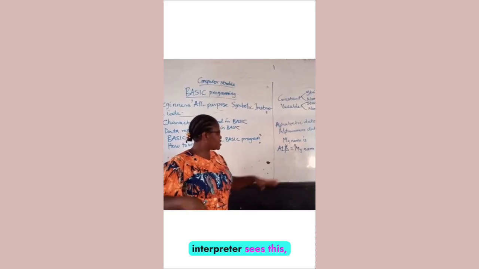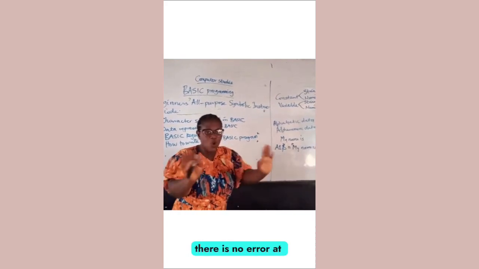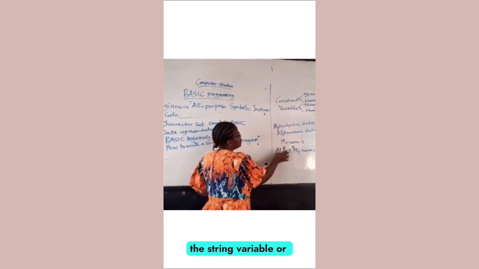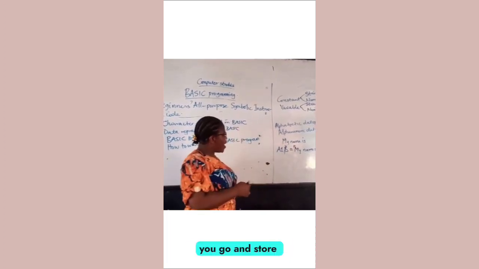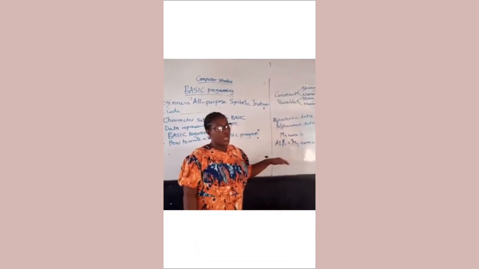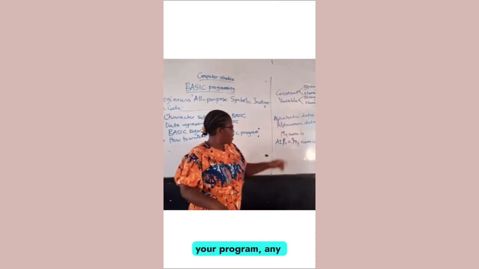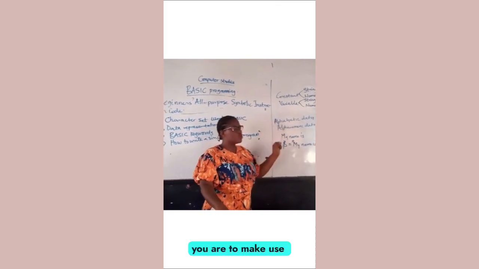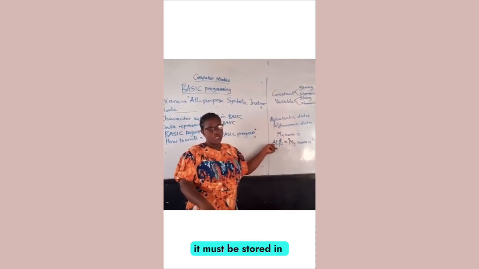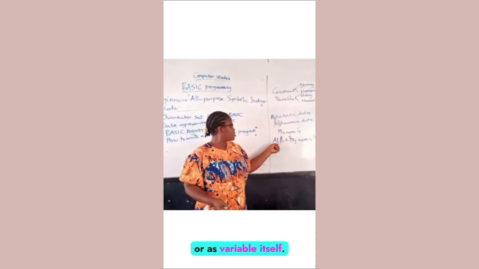Now, when the BASIC interpreter sees this, it knows that there is no bug at all, there is no error at all. Now, if, when using a string variable or constant, you store numeric data into it, there will be an error. So while representing data in your program, anytime you are to make use of alphabetic data or alphanumeric data, it must be stored in a string variable, either as a constant or as a variable itself.